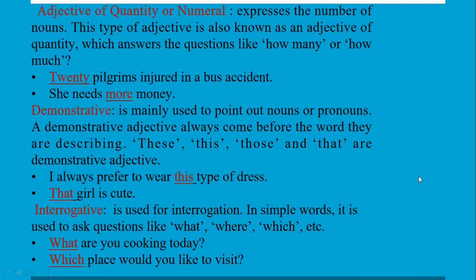A quantity or numeral adjective expresses a number of nouns. This type of adjective is also known as an adjective of quantity, which answers questions like how many or how much. A demonstrative adjective is mainly used to point out nouns or pronouns. An interrogative adjective is used for interrogation. In simple words, it's used to ask questions like what, where, which.